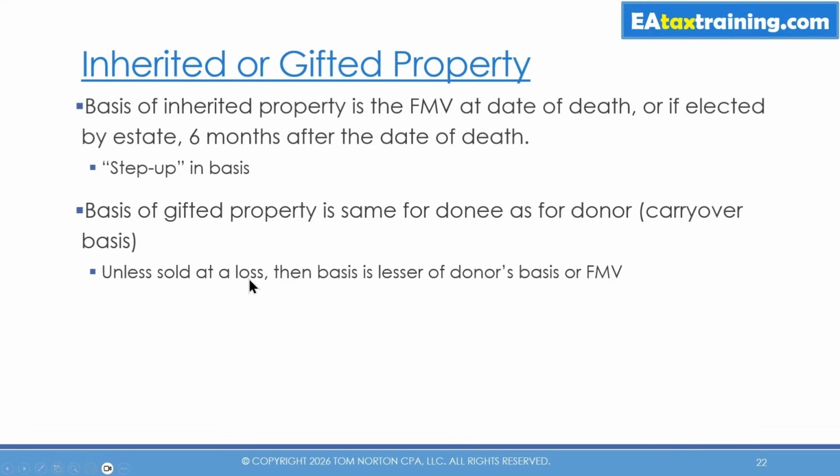There is one exception to this gifted property carryover rule. If the property is sold at a loss, then the basis is the lesser of the donor's basis or the fair market value. So let's say you've got some stock and the fair market value is actually less than you paid for the stock. If you then give that to someone, their basis is not your basis. Their basis is the fair market value on the date of the gift. So this is to prevent people from transferring losses to a family member, for instance, who might be able to use that loss, whereas the donor could not use the loss.